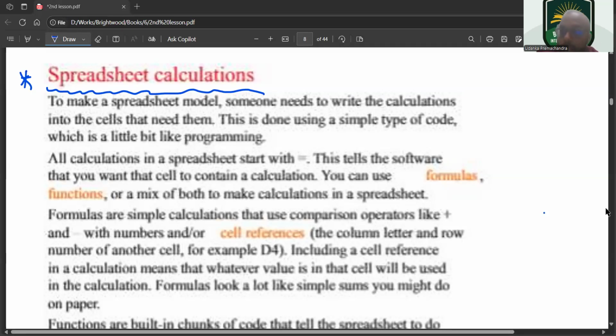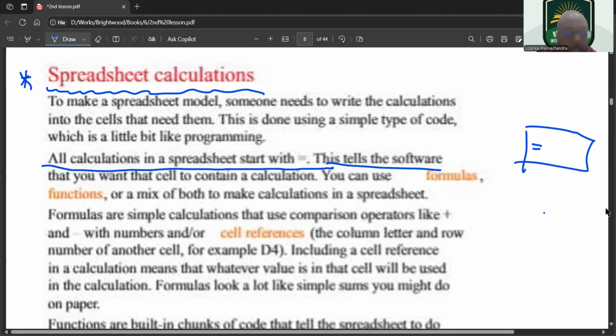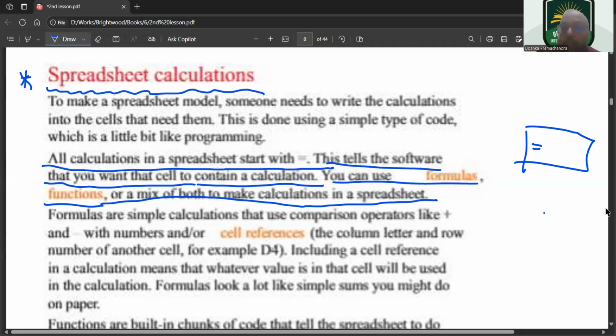Do you remember the sum, max, mean? All the calculations start with the equal mark. This is important. A cell should always start with the equal mark. This tells the software that you want that cell to contain a calculation. So you can use formulas, functions, or mix up both in the spreadsheet.